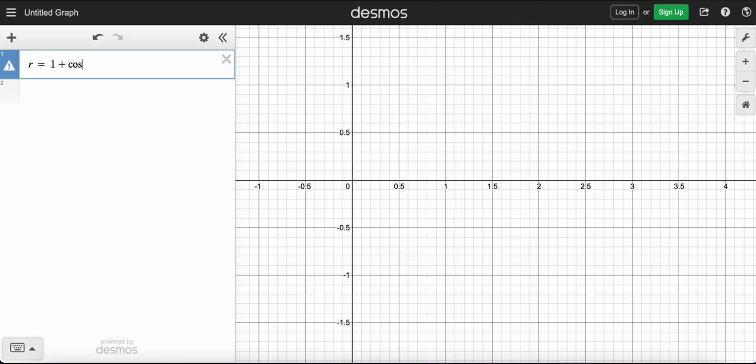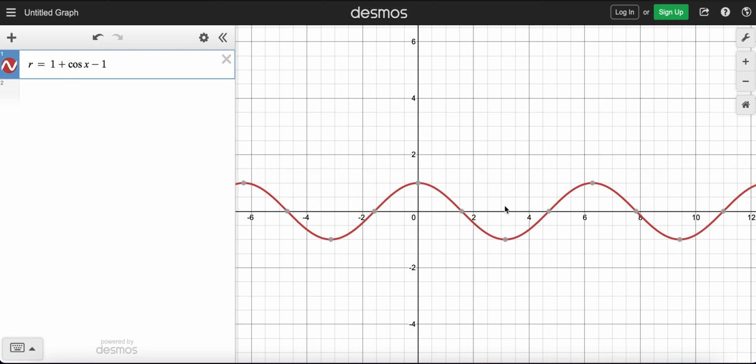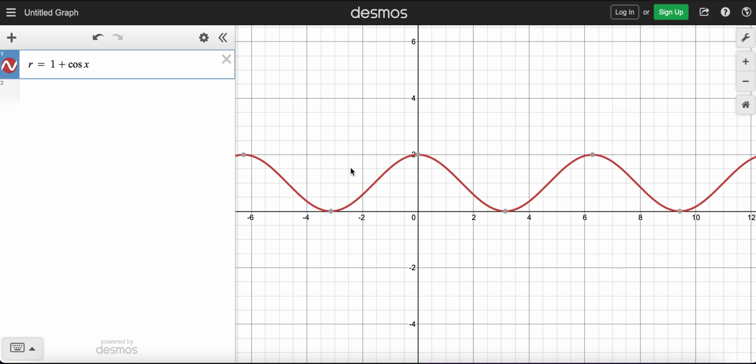Now, this is the part that you need to make sure that you understand. Instead of typing out just x, if you end up doing this, you're going to get a cosine curve that's shifted up 1 unit. So that's what we get here. If we remove the 1, we would get our cosine curve again. So that's not what we want to do. That would just graph it out like it's a regular curve, but we want a polar curve.